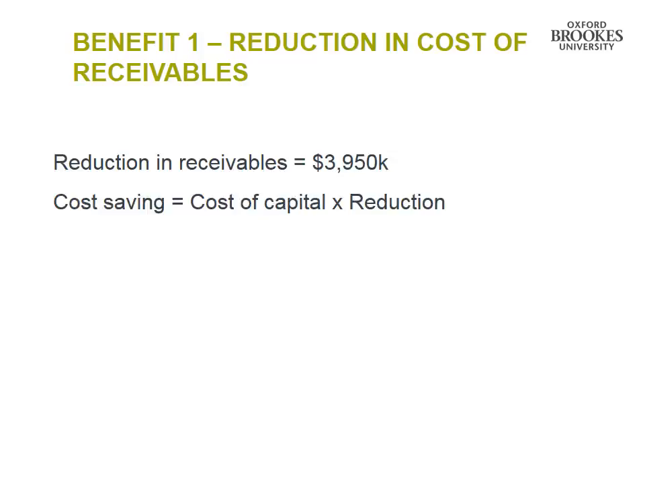Don't forget, we have to calculate the cost saving. So the cost saving is the cost of capital times the reduction. And again, we know the cost of capital was 15%. We've already used that fact. So we just multiply those together, and we get a saving of 592k.